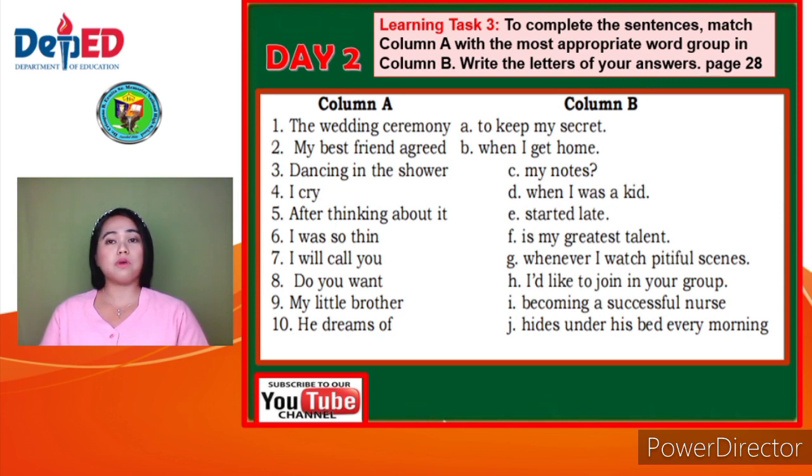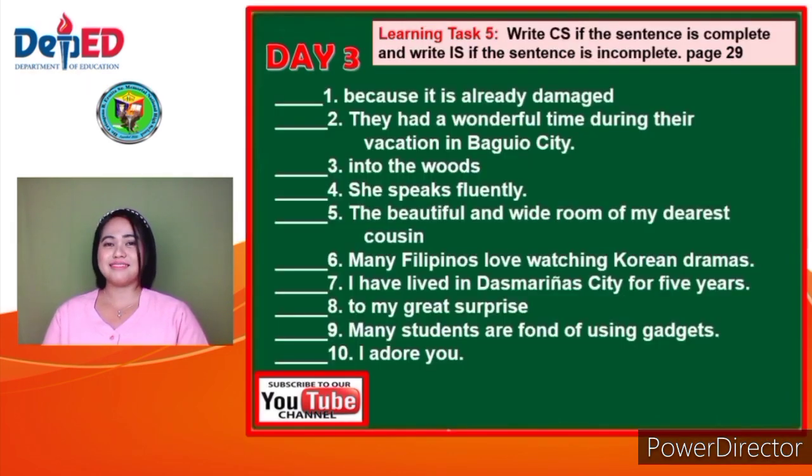And the choices from column B is A. To keep my secret. B. When I get home. C. My notes. D. When I was a kid. E. Started late. F. Is my greatest talent. G. Whenever I watch pitiful scenes. H. I'd like to join in your group. I. Becoming a successful nurse. And J. Hides under his bed every morning.